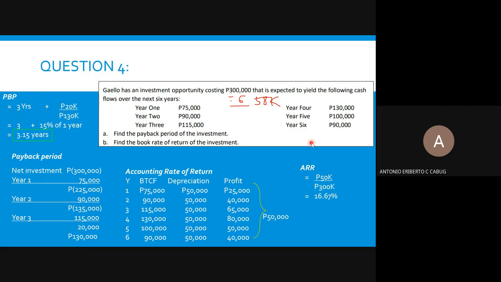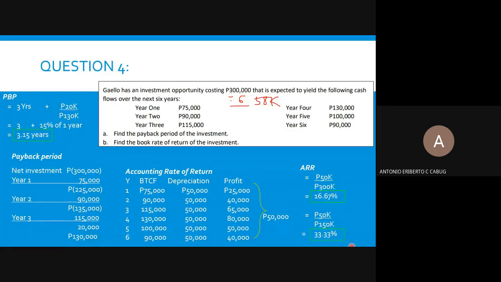Assume that this will become zero by the end of year 6. 300K plus 0 divided by 2, you have 150,000. 50K divided by 150K is 33.33%. Depending on what is asked in the problem, either of the two are acceptable.